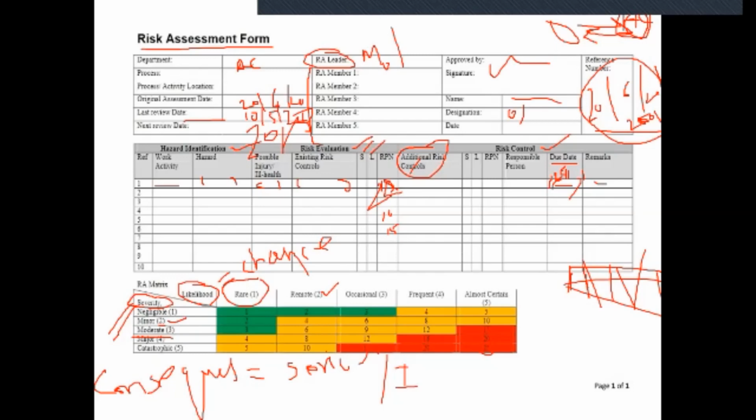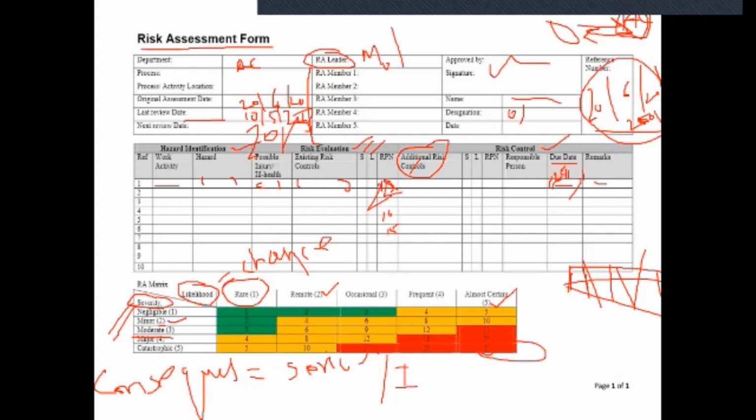More chances means more times happening, this is almost certain. This is known as 5. Almost certain means many times, many chances, and also very high dangerous, very serious consequences. This is almost certain and catastrophic. This 5 into 5 is nothing but 25. The value is 25.